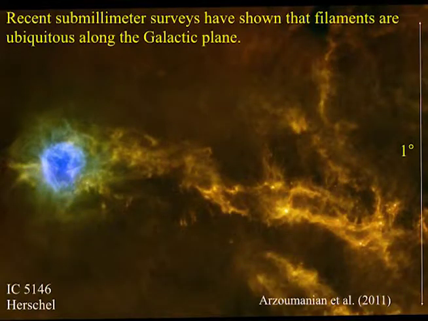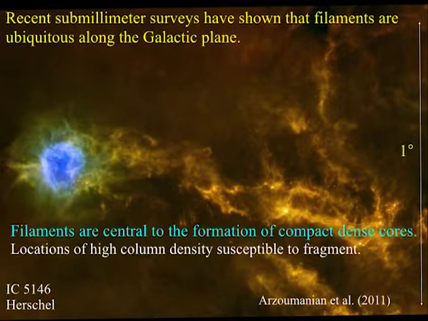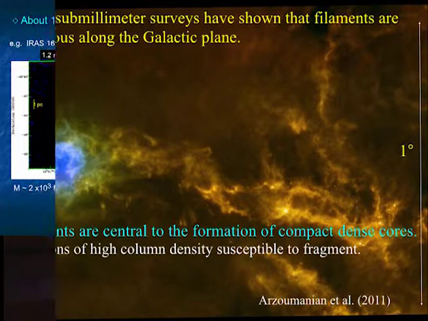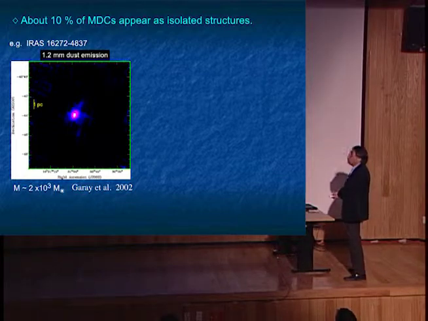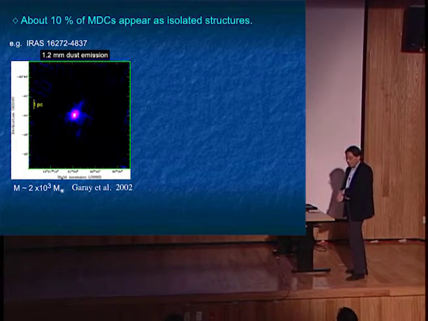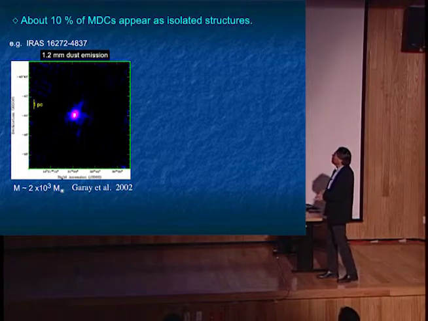Several millimeter surveys have shown that filaments are ubiquitous along the galactic plane. So this is not rare, and you have here the result from the Herschel survey. Herschel has been very important to prove that. So filaments are central to the formation of compact and dense cores, at the location of high column density that are most likely to fragment. About 10% of the massive dense cores appear as isolated structures. Like I told you, many of them are in infrared clouds in filaments, but 10% are isolated.